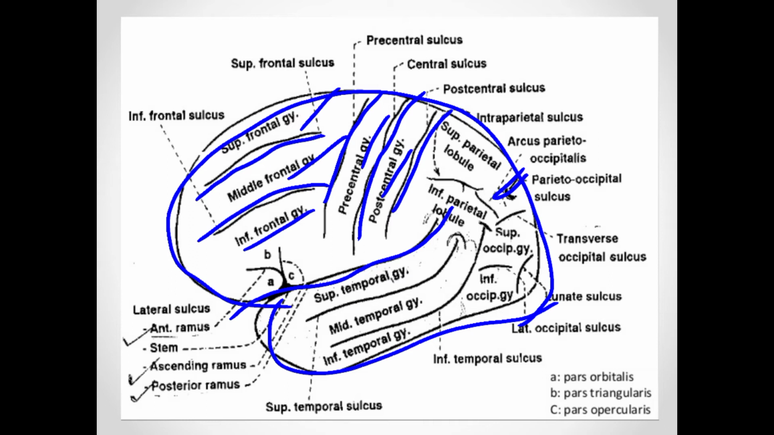Okay, next, in this part you see the lateral sulcus. The lateral sulcus has three rami: this is the anterior ramus, this is the ascending ramus, and this is the posterior ramus. So these are the parts. This is about the frontal lobe you have seen.